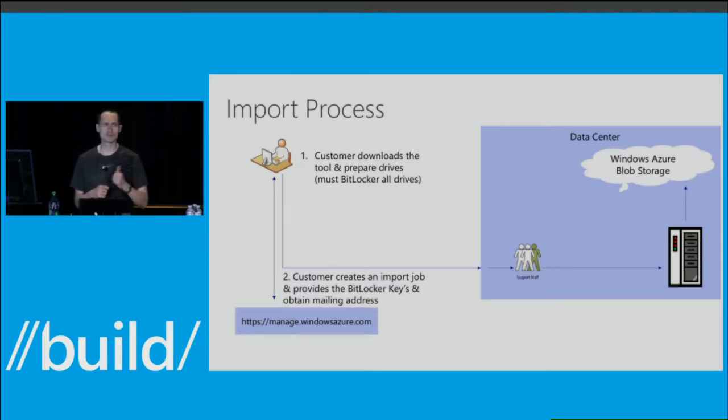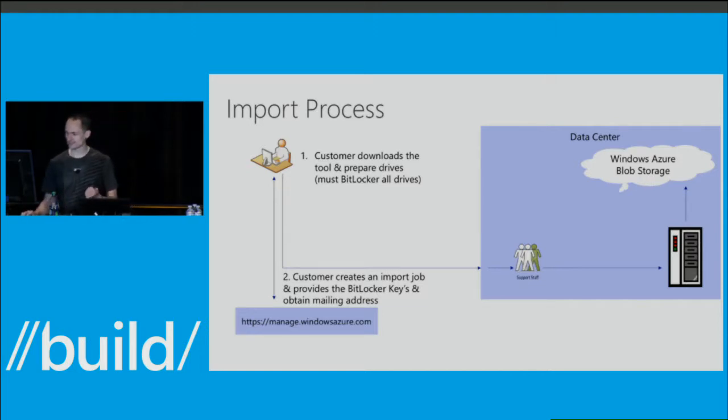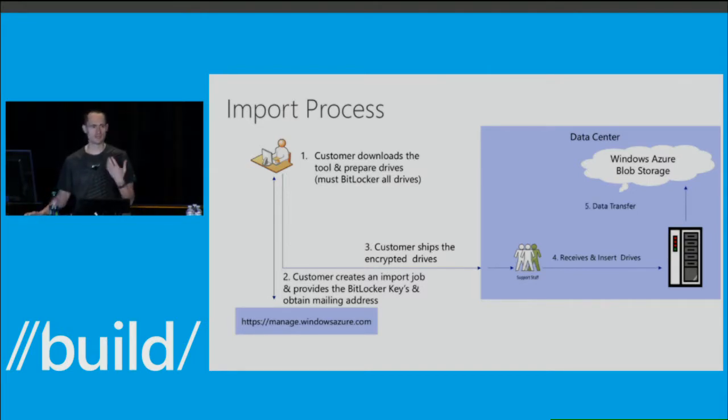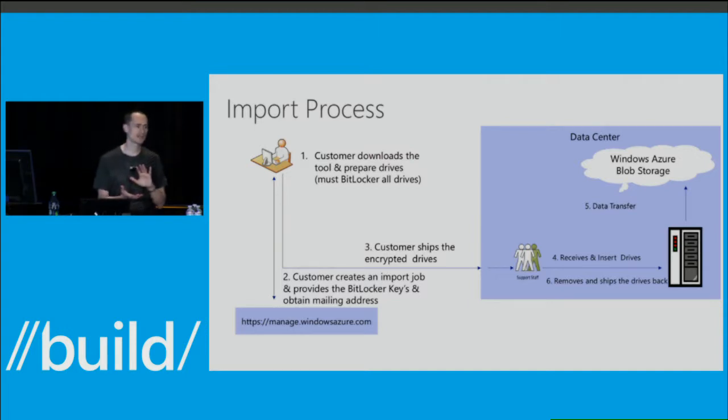And then we'll return to you a mailing address. Now, with that mailing address, you'll then ship the disks to us. We'll receive the disks. The operations folks will plug them into our service. We'll read the BitLocker key from our service to transfer the data into Azure Blobs, and then remove the disk and ship them back to you. And during this whole process, as a customer, you'll be able to monitor the progress of your job via the portal as well as REST interfaces if you want to.